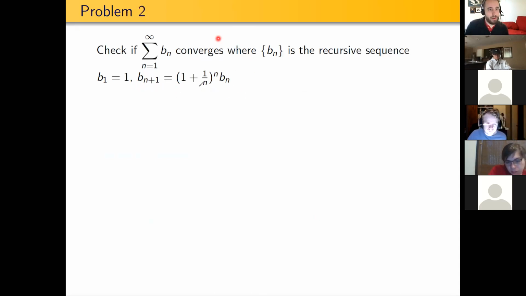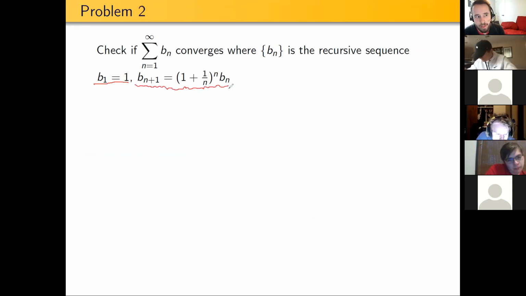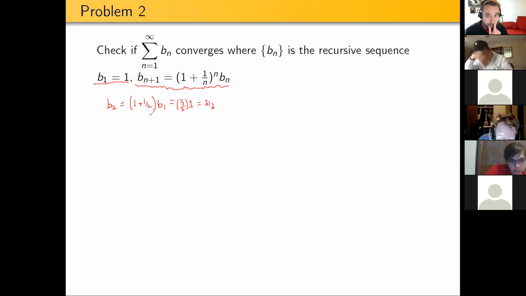Right? So this is often called a recursive sequence or a recursive definition. We call it a recursive definition if you define the first one, so that's b sub 1, and then you define each successive one in terms of the previous one. So if I had wanted to, I could calculate b sub 2, right? B sub 2 is going to equal 1 plus a half times b sub 1, right? Well, that's just equal to 3 halves times, well, b sub 1 was 1. And so that's ultimately equal to 3 halves. So b sub 2 in this case is 3 halves.